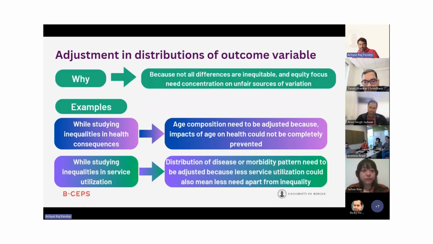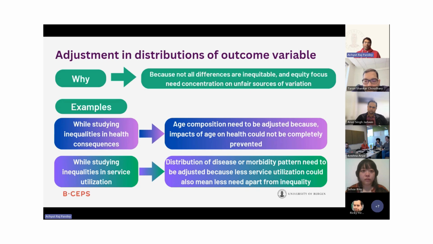So we discussed different variables that may be useful in analyzing equity, but there are some other factors that need to be adjusted when we analyze the equity impacts. One reason that we make adjustments is that we are particularly interested in differences in health that are unfair. All differences in health are not inequitable. As equity analysts, we are more focused on the unfair sources of variation. So we have to make adjustments for the fair sources of variation.